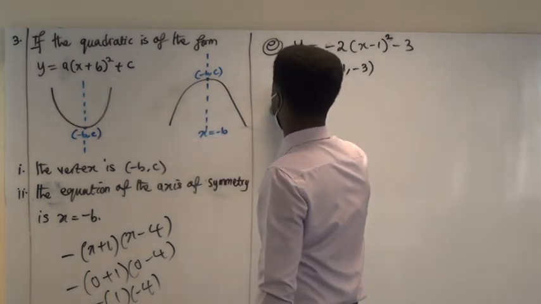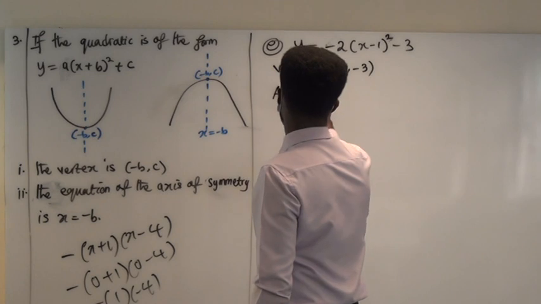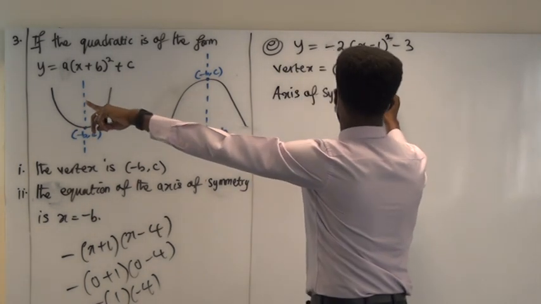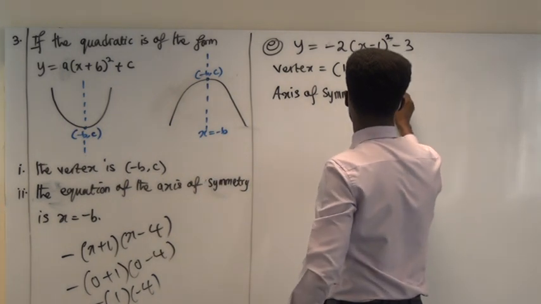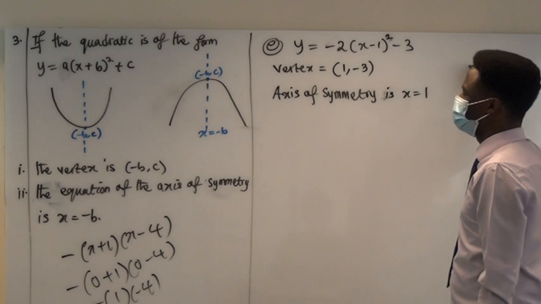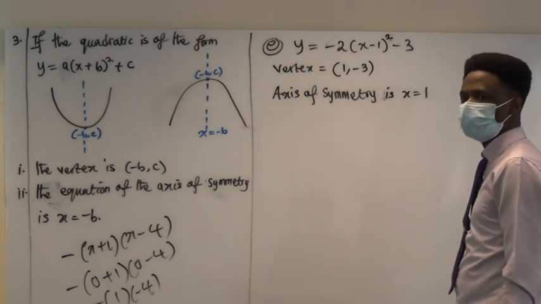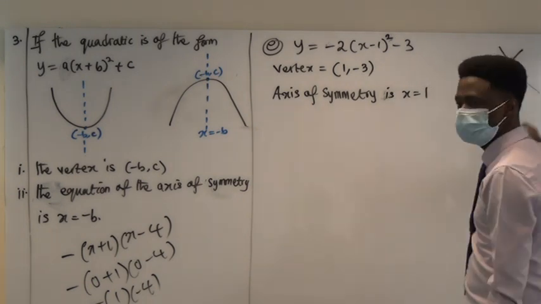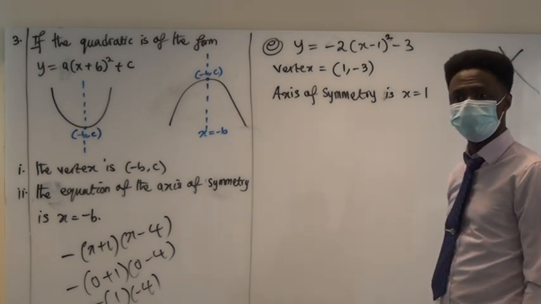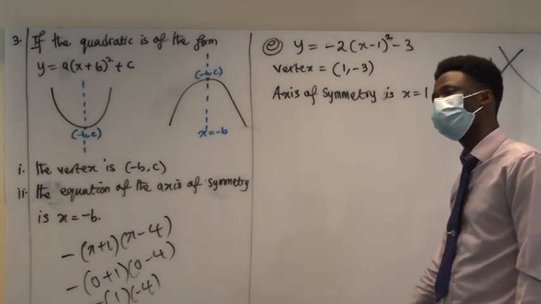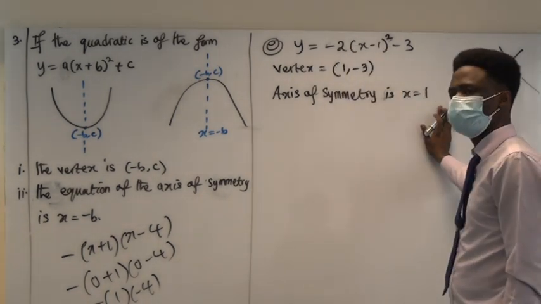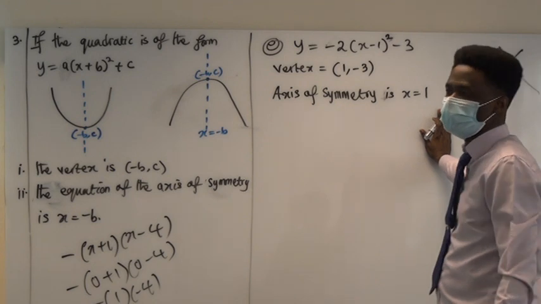What is the axis of symmetry? Axis of symmetry is what? X equals 1. You see, follow that instruction. Axis of symmetry is x equals 1. If you write axis of symmetry is 1, I don't know what you're talking about. 1 what? 1 dog? 1 cow? 1 laptop? 1 human being? Understand? It is x is equal to 1. Don't assume Mr. Ghanaian understands.